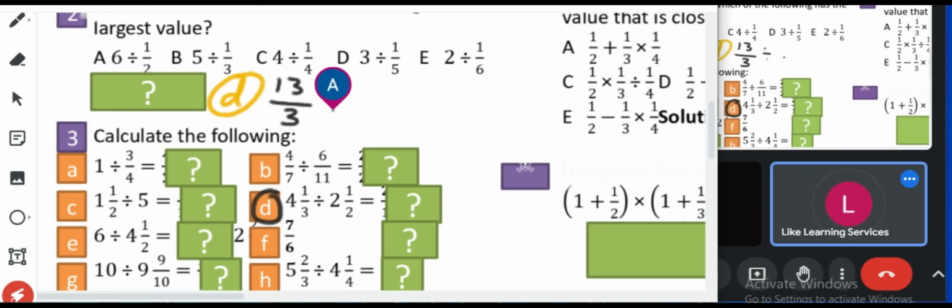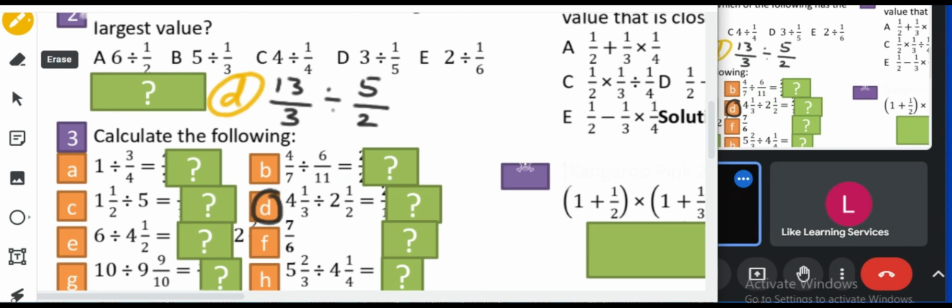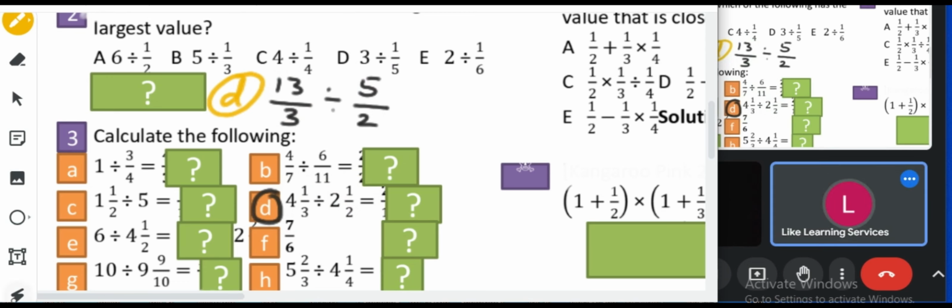That's 3 times 1, 4, 12 plus 1, 13 over 3, okay? Divided by 2 times 2, 4 plus 1, 5 over 2. Okay, so you know when you are doing division, you know what to do. When you have division, like 13 over 3 divided by 5 over 2, what do you normally do? You change this division to multiplication and you flip the next fraction.